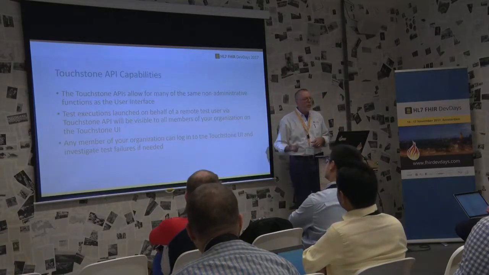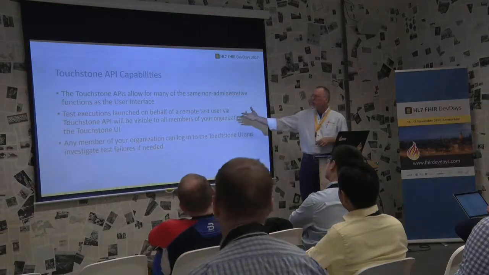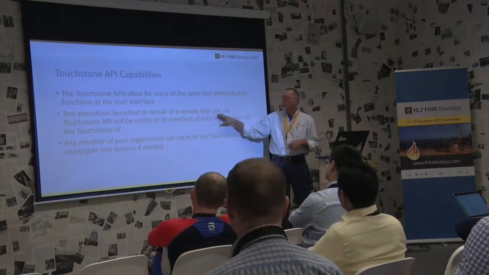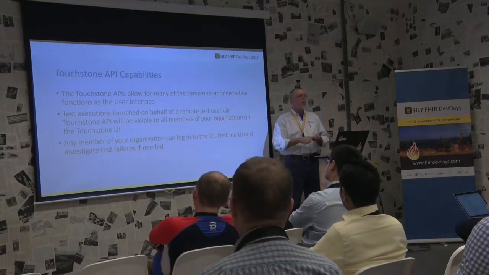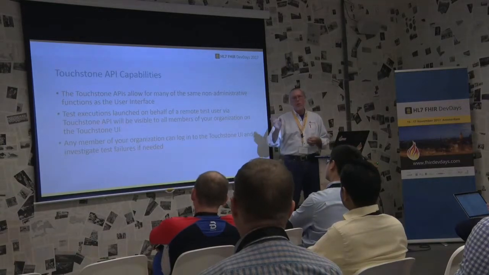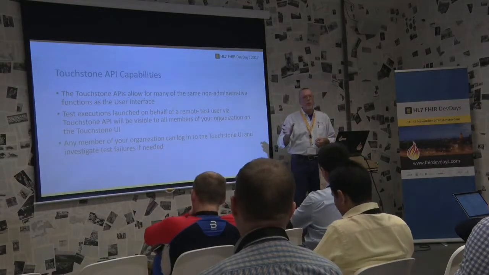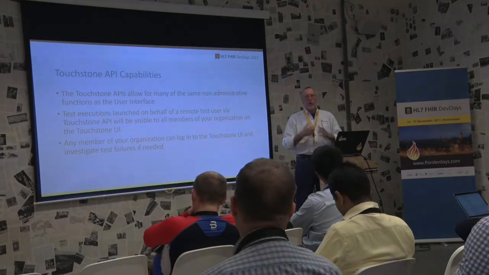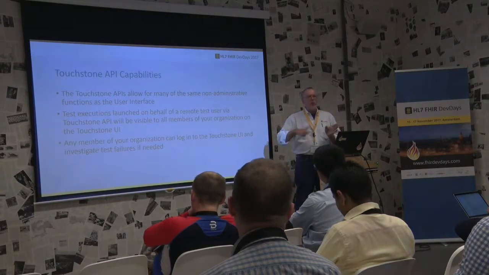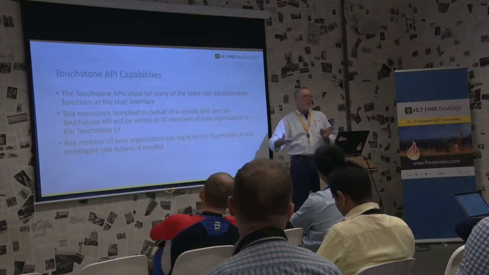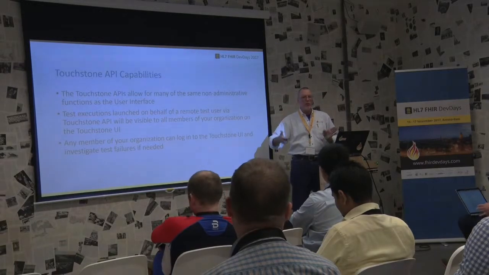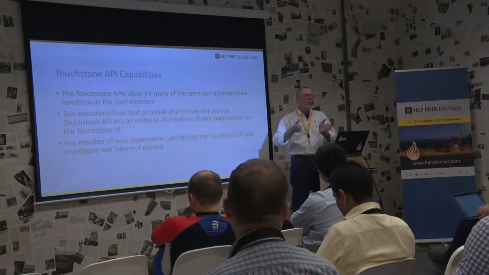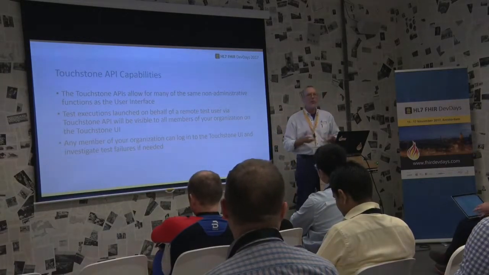The capabilities of the API, as I mentioned: you're launching on behalf of a remote test user, so you still have to authenticate. The API contains a simple authentication call first, and we're going to send you back an API key, which is a session that will be available for 5 minutes. As long as you keep calling using that API key, it'll keep renewing the session. But if you don't use it for 5 minutes, it'll time out. Just a security thing.